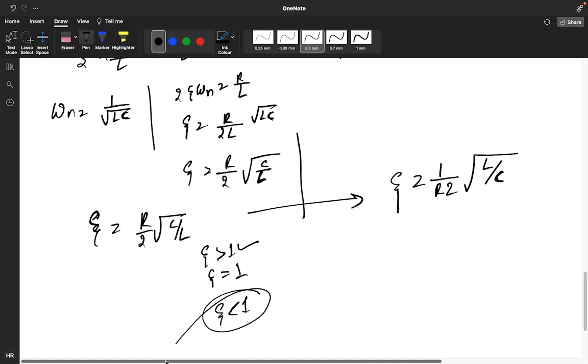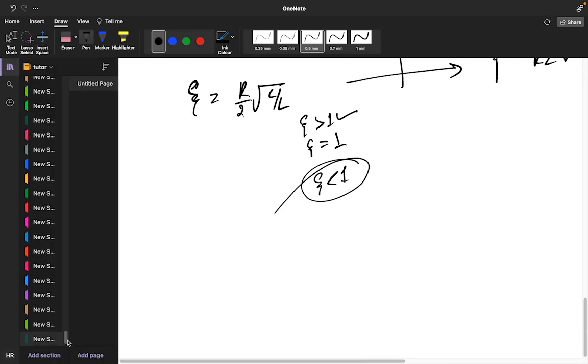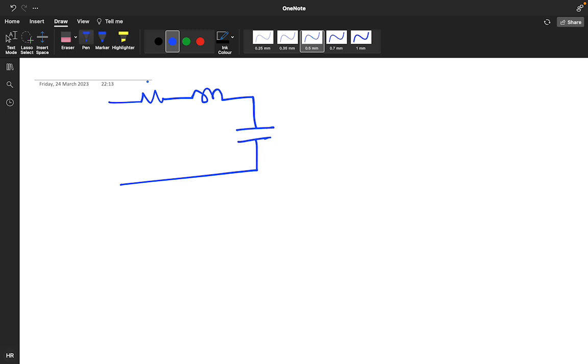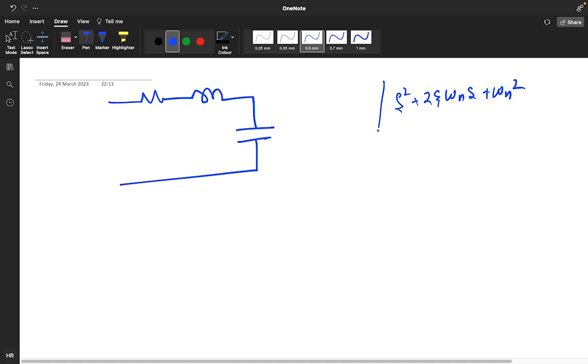And guys, you can also do one thing directly. You don't need to go for these calculations. If you have R network, L network, C network, always remember this equation: s square plus 2 zeta omega n s plus omega n the whole square. In control system you will be familiar with this equation, because you have to use it many times.